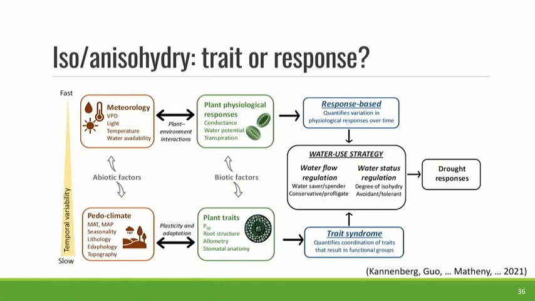That's this trait syndrome approach, versus this fast time scale that I was working in, thinking about meteorology, how quickly VPD changes and light changes, and these plant parameters like stomatal conductance and water potential that also have very rapid responses. This response-based approach, how do we merge those together in order to better understand and predict how the plants are going to respond to drought? And so, yeah, Ashley and I are co-authors on that paper.